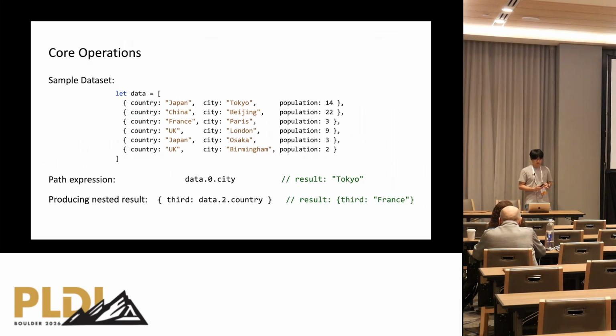And one unique characteristic of RHYME is that the query itself is structured as well. So the query itself can also be nested. To produce nested objects or arrays as a result, you can simply write the query as an object using the familiar JSON object notation. For example, we can construct an object with a single field called third, and then on the right-hand side, we can have a path expression that accesses the third country value, because it's zero indexed. And we get the result with third, and the value is France.